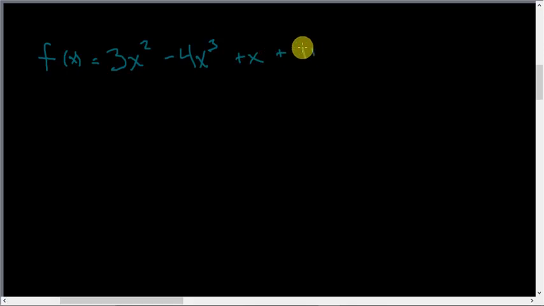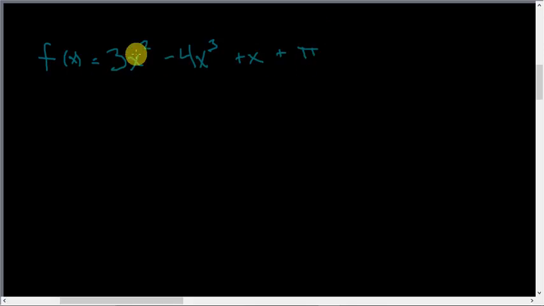In the last video, I didn't give you the formal notation of a derivative of a function. So let's say our function f of x, which is the same thing as y, is 3x squared minus 4x to the third plus x plus pi. And you're like, alright, wow, what's this, an irrational number.